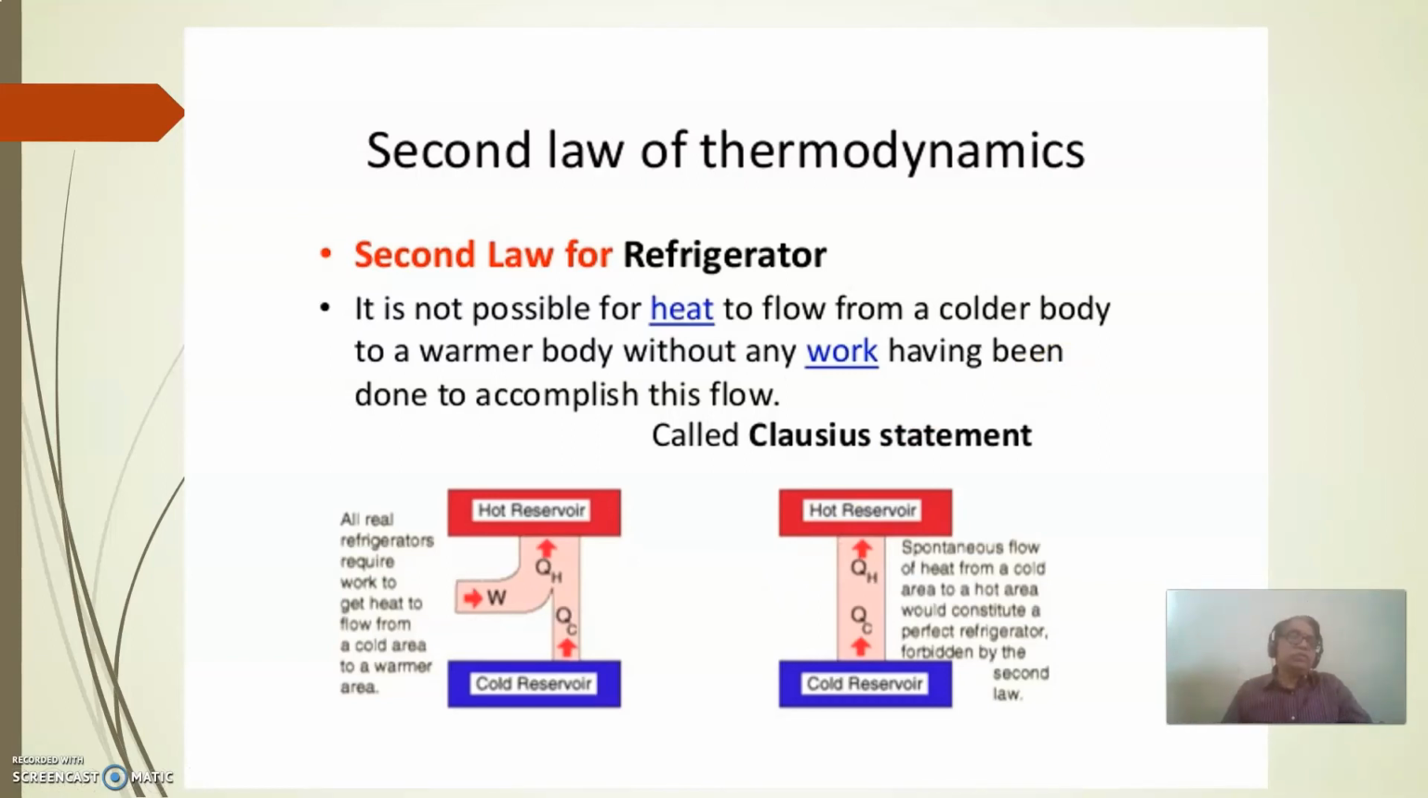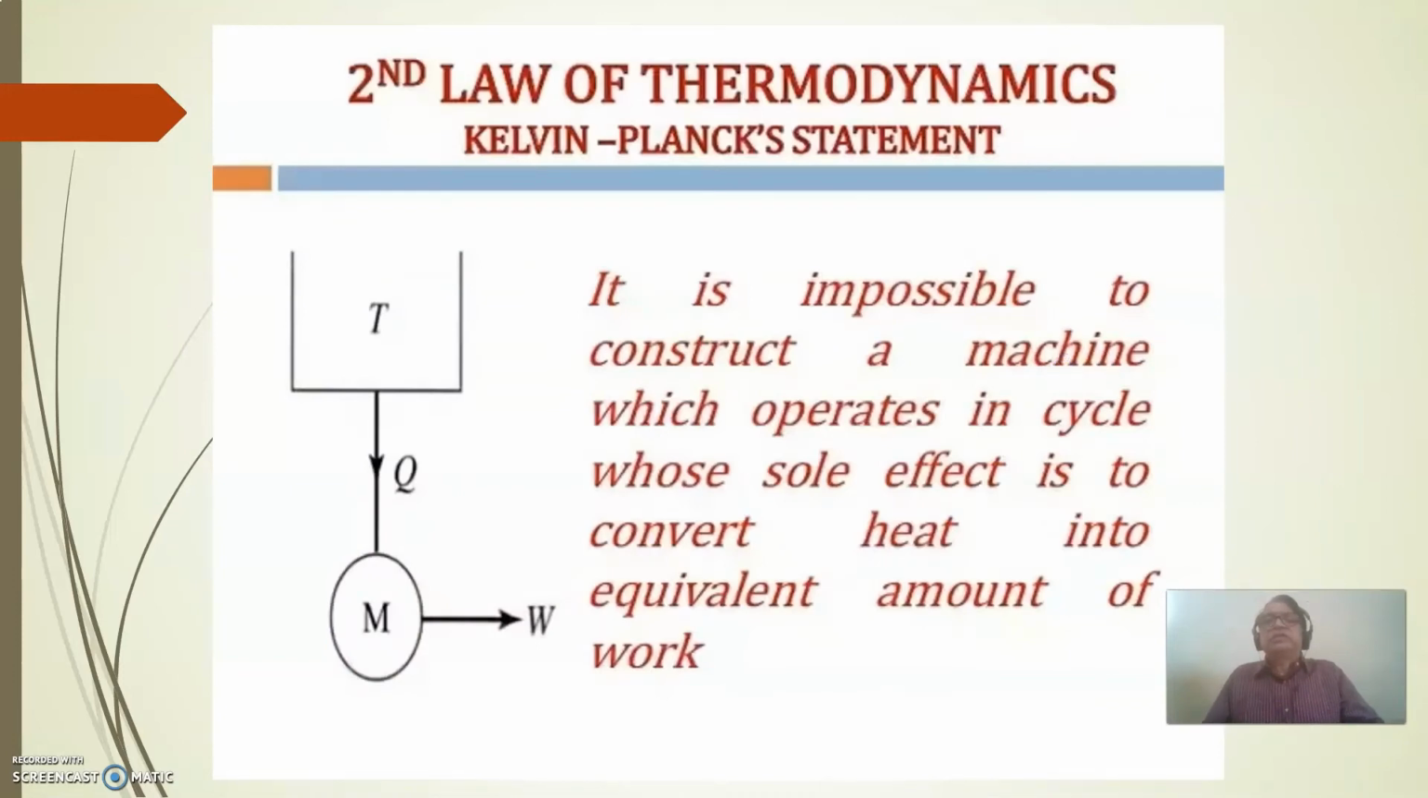Now we will go for one more statement, called the Kelvin-Planck statement. The second law of thermodynamics, Kelvin-Planck statement. Kelvin is a scientist who derived this. With a single source, taking heat continuously and getting work is not possible. It is impossible to construct a machine which operates in a cycle whose sole effect is to convert heat into the equivalent amount of work.